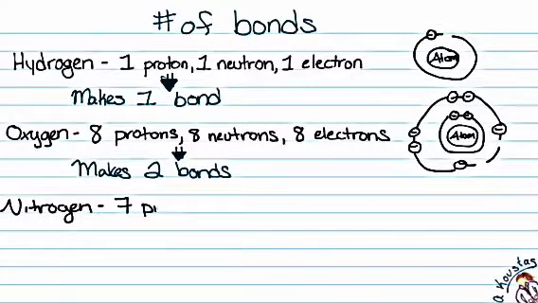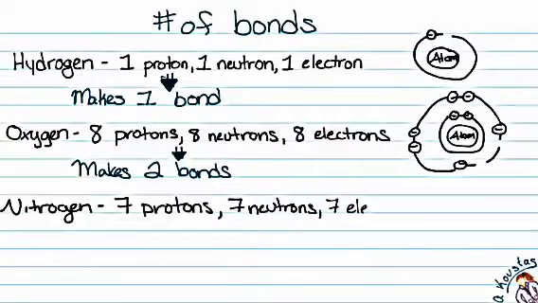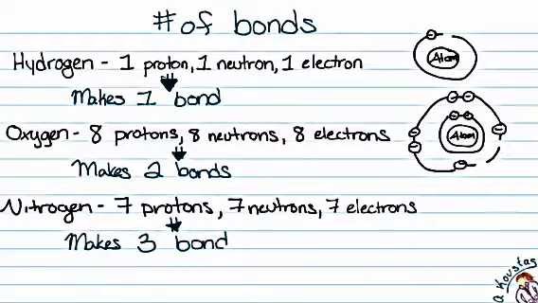Nitrogen has 7 protons, and therefore a normal nitrogen atom has 7 neutrons and 7 electrons. There would be 2 electrons in the innermost orbital, and the remaining 5 electrons will fill up the outer shell. So it's going to want to make 3 bonds.